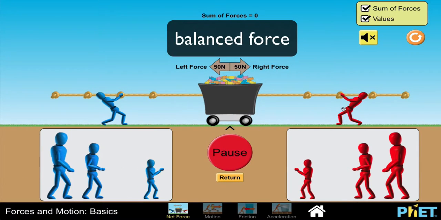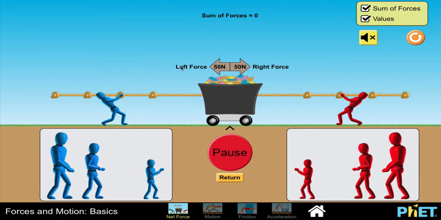You'll notice here that our red figure is tugging in the right direction, our right force, at a force of 50 newtons. And our left force is also tugging at 50 newtons. So they're pulling in opposite directions with the same amount of force. This is a balanced force, so our sum of forces is 0. That means there is no movement, because they are pulling at an equal magnitude.